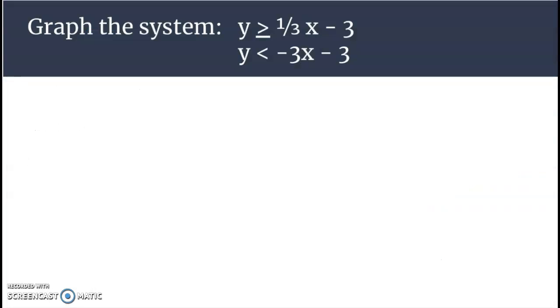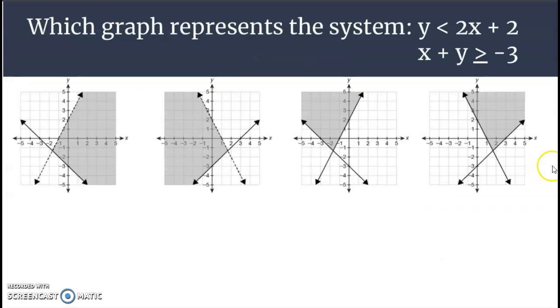All right, let's look at a different type of problem here. Here's one where we've got to choose the right graph based on the system. Okay, well, first one, we have y greater than 2x plus 2. Or I'm sorry, y less than. Less than means we're going to shade below the line, and it's a dashed line, and we've got to pick the right one. Well, it's either going to be this one or this one.